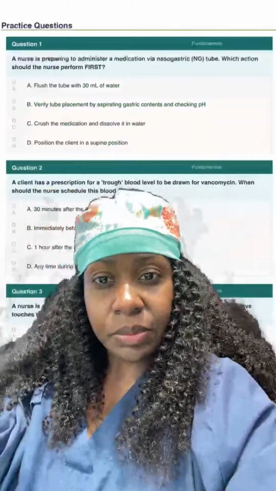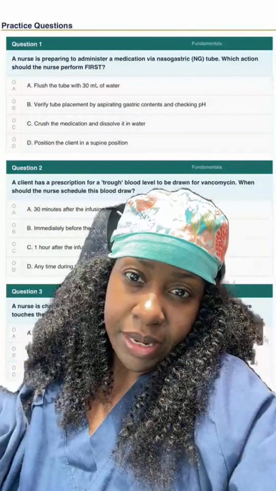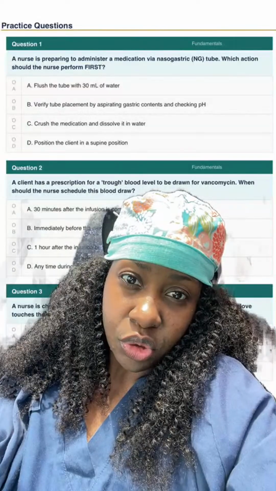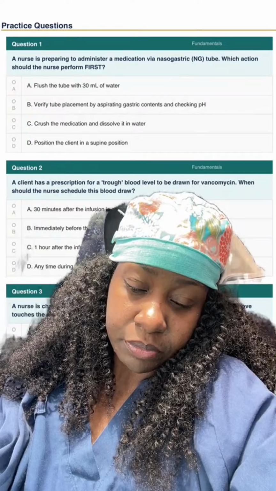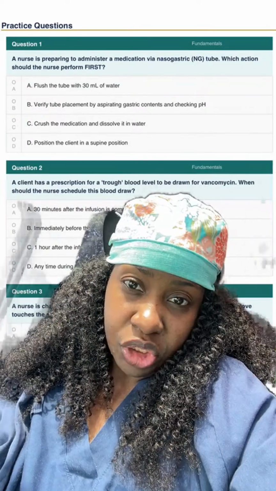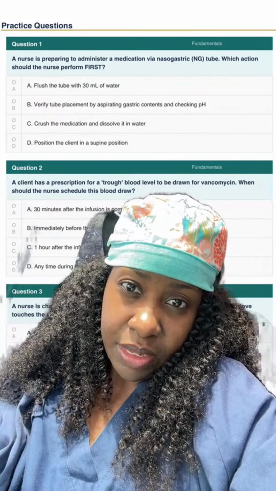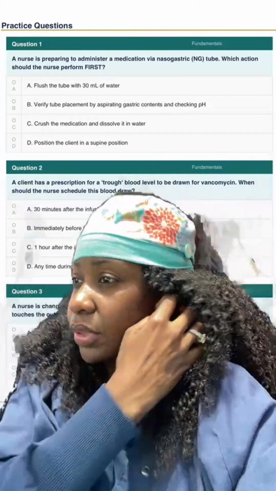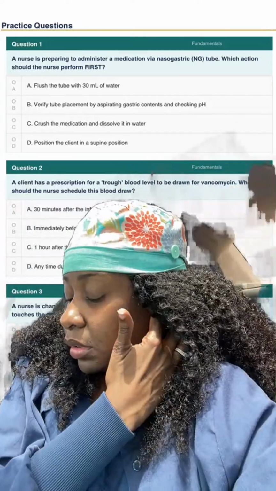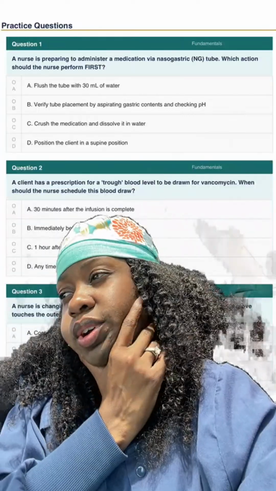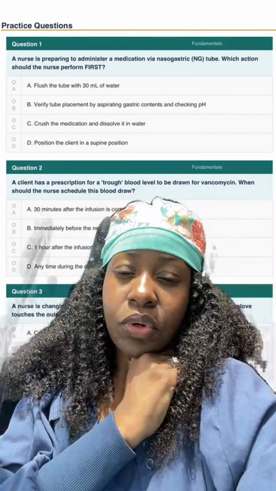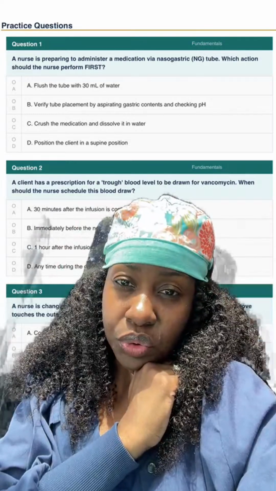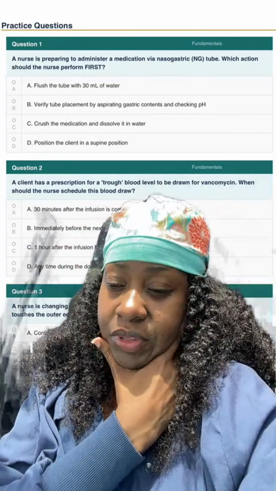Let's see. Okay. Number 2. A client has a prescription for a trough blood level to be drawn for vancomycin. When should the nurse schedule the next blood draw for this? So, a vanco trough is done. They want to see the levels before you continue this treatment, or if you have to decrease or whatever the case is.